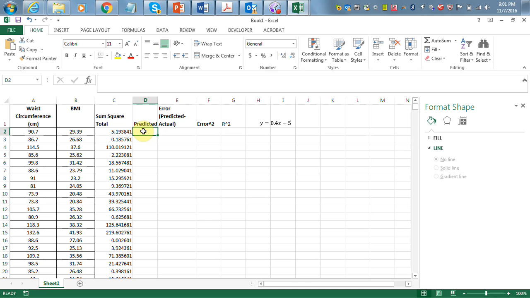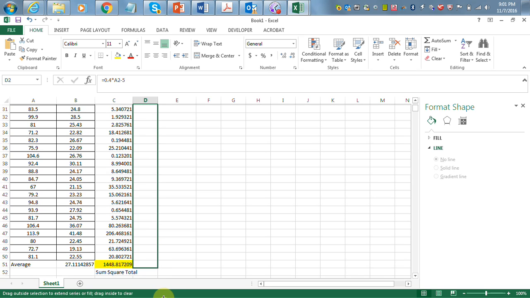What that means is that my x values are going to come from column A. So if I want the y value given the x value of 90.7, I'm going to put 0.4 times, and 90.7 is in cell A2, so I'm going to type A2 here because I intend to scroll this down. It's minus 5, and there we go. And now scroll this down. This gives me my predicted values. I can eyeball this right here, 29.39, 31.28. It's not bad. It's not terrible.